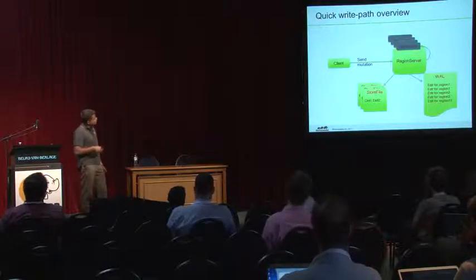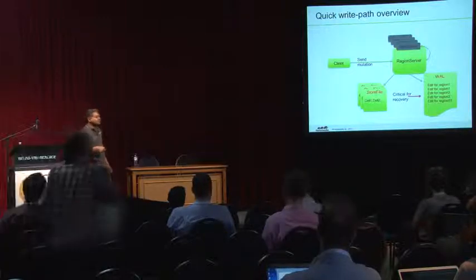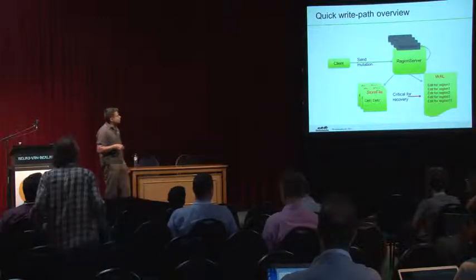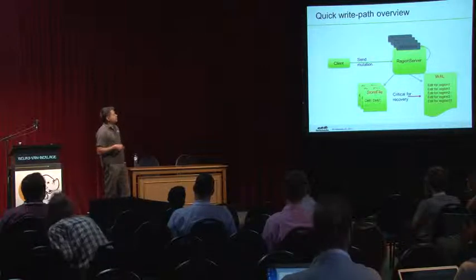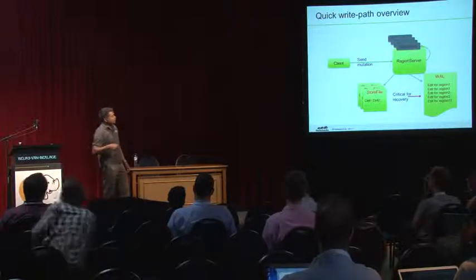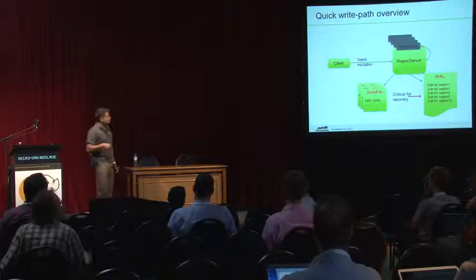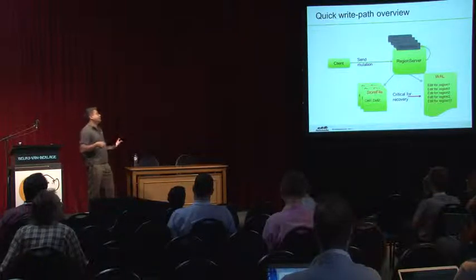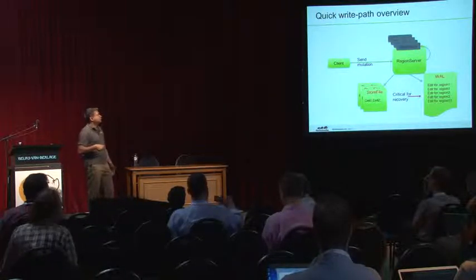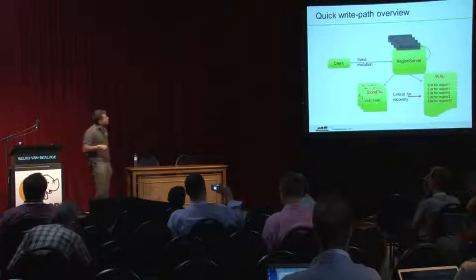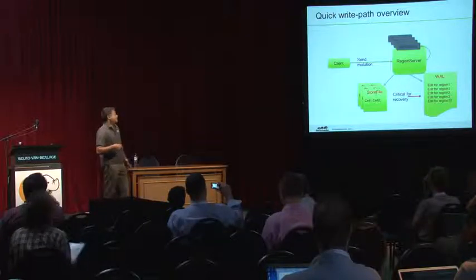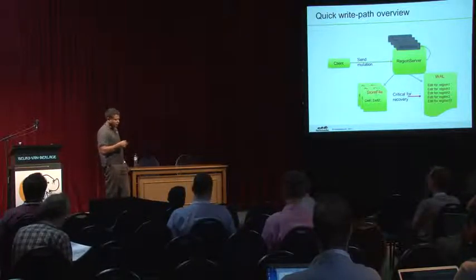The one thing that I want to point out is that the WAL files are the ones that are critical for the recovery, okay? So WAL files are written to, and when they reach a certain size, they're closed, and a new WAL file gets created, okay? So during the life of a region server, you might have multiple WAL files accumulated.